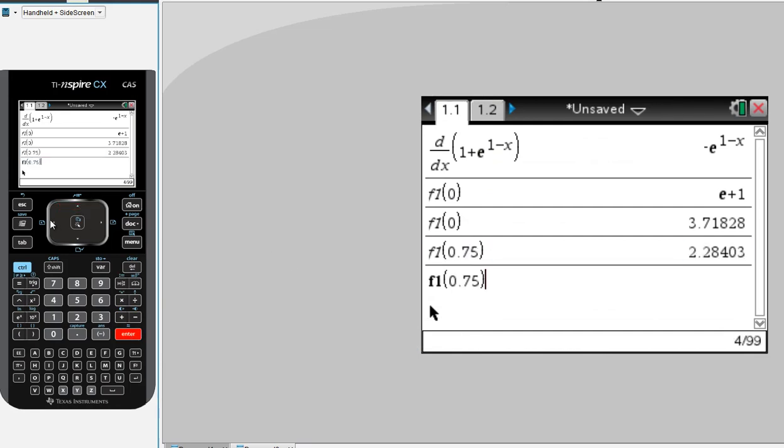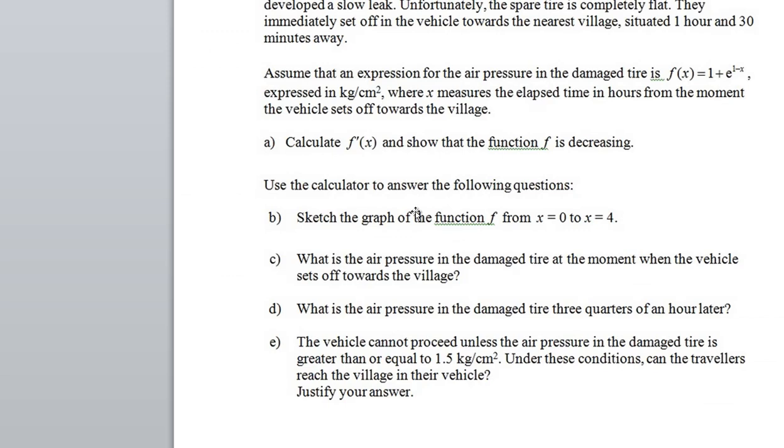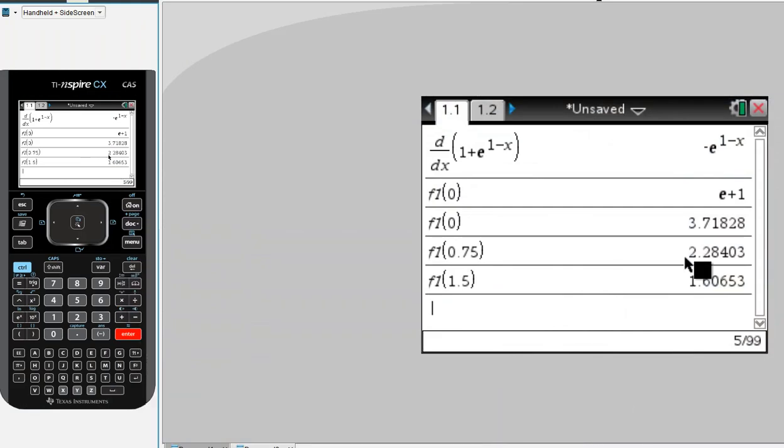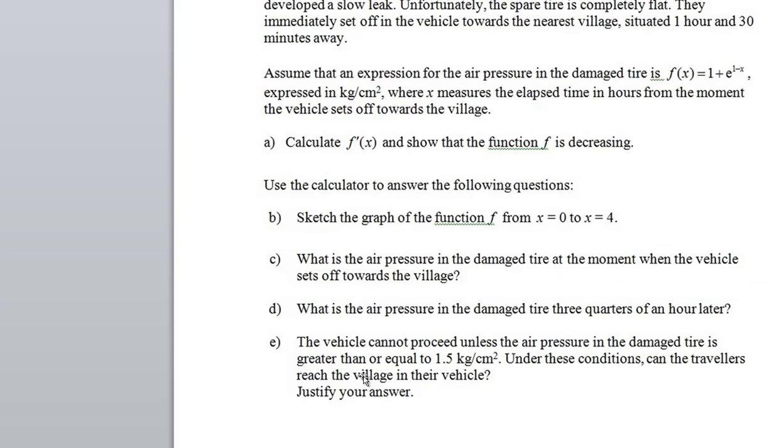Let's substitute x with 1.5 and have a look at the air pressure after 1.5 hours. The air pressure is 1.61, and it has to be greater than or equal to 1.5. So the air pressure in the tire is going to keep going down, but it will still be 1.61 after 1.5 hours. And as long as it is equal to or greater than 1.5, we are fine.